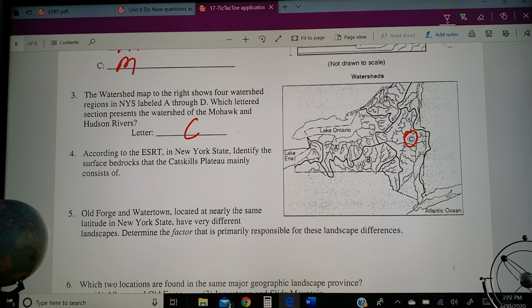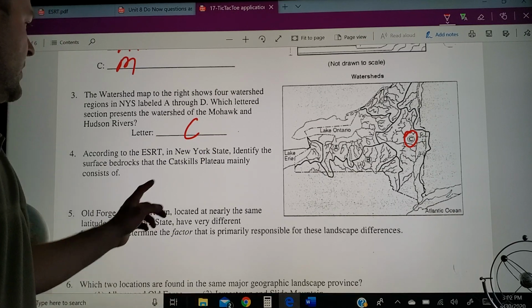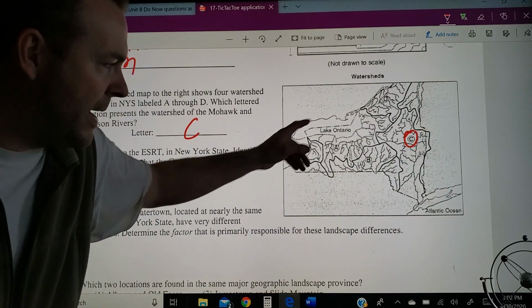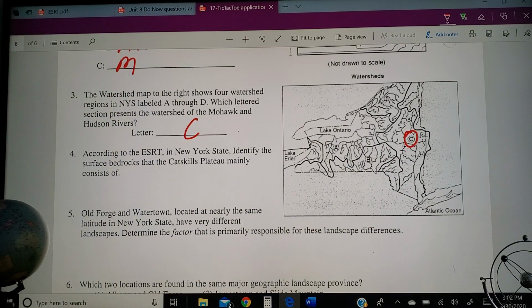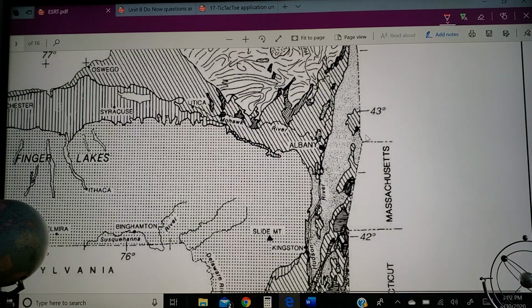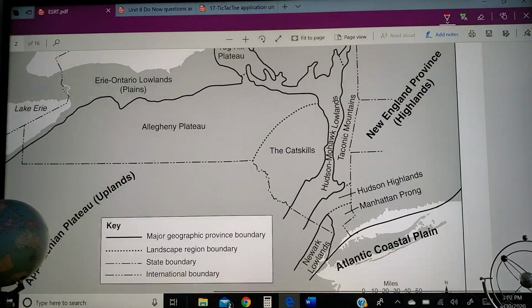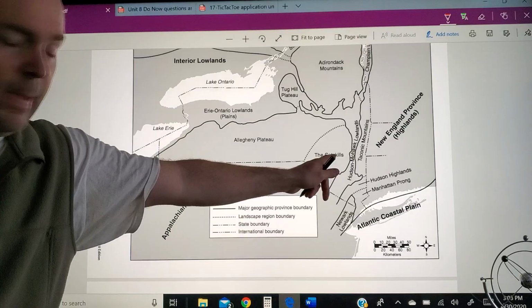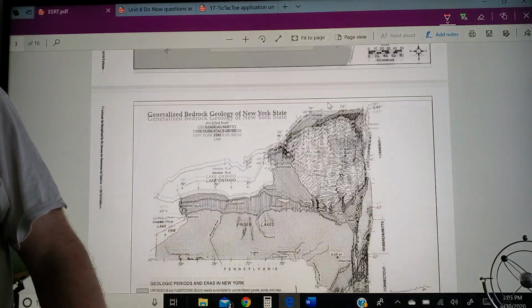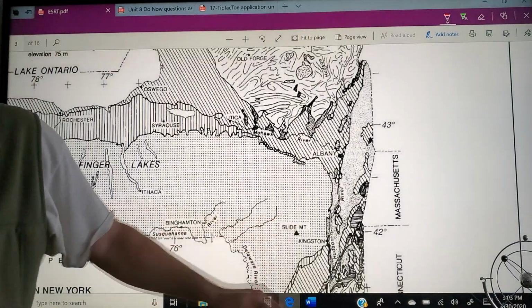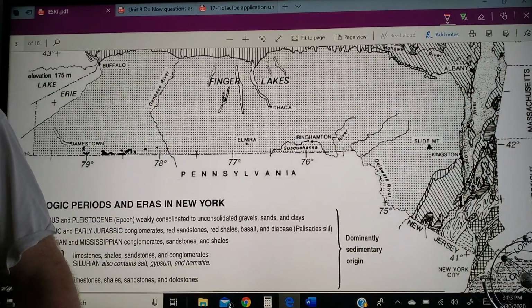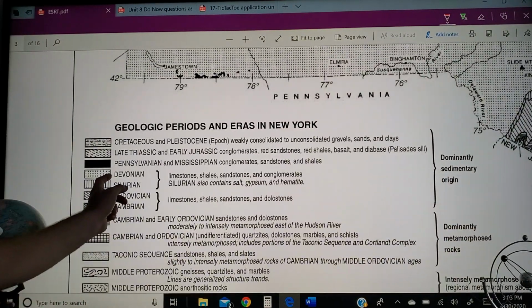The fourth one, in New York State, identify the surface bedrocks of the Catskills Plateau. Well, again, you got to go back to your reference tables, find the Catskills, what type of rock is it? So, here I am, I'm going to the Catskills, which is right here. Now go to the map below, zoom in on that same region. I got a lot of polka dots. Polka dots tell me it's Devonian.